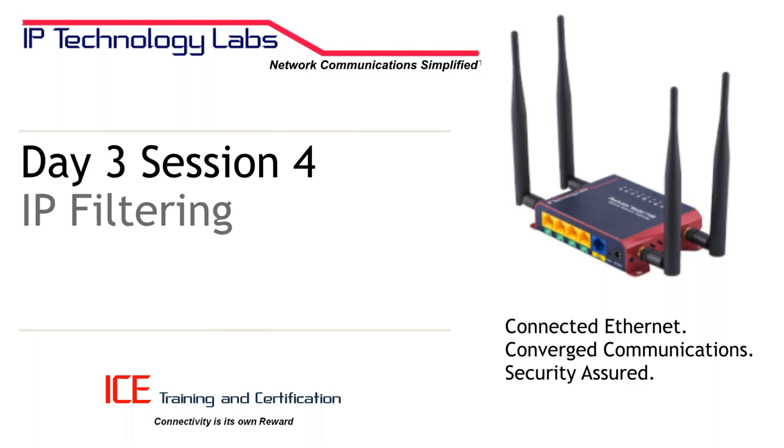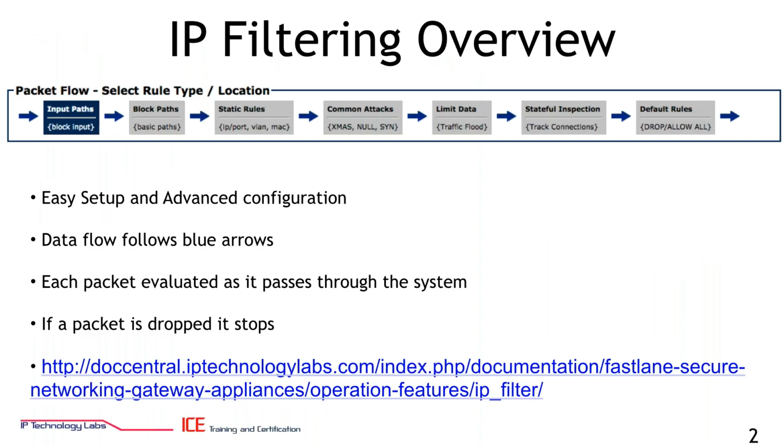The next thing that I want to go through with you is IP filtering. The IP filtering in the device is very powerful. There's a lot of things that we can do with the IP filtering. We've tried to make it as intuitive and as simple as possible. So when you log into the IP filtering webpage, you'll see a group of blocks and you'll see blue arrows. The blue arrows indicate how traffic passes through the device.